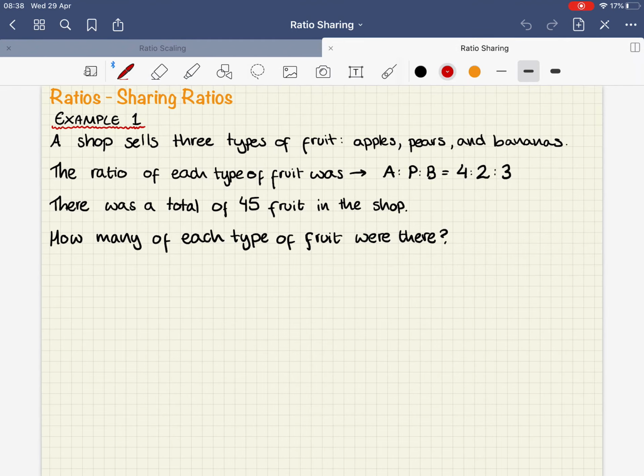Okay, so the next video in our build up to the main ratio question, we're just going to practice some skills with sharing ratios. Again, only 2 examples here, but hopefully you should get the idea pretty quick.